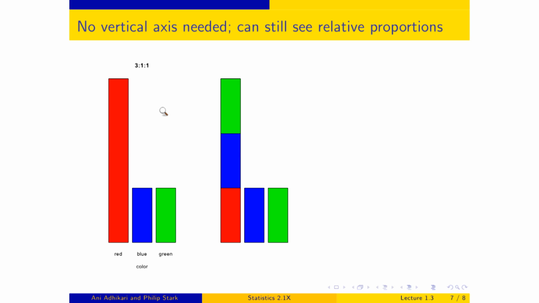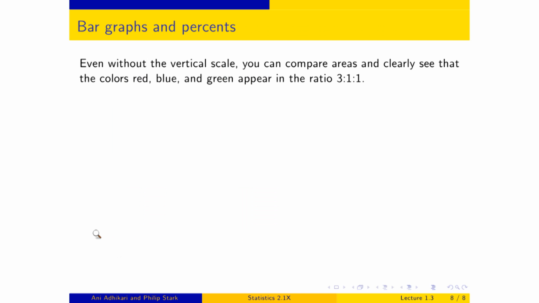And that is a useful observation, because that is telling me that this green bar represents 1/5 of the data. This green piece is one of the five equal pieces. So this green bar represents 1/5 of the data, the blue bar represents 1/5 of the data, and the red bar represents 3/5 of the data. And so you already know the proportions, and you didn't need a vertical axis. You can see by comparing the sizes, the areas of the bars. And so let's write that down.